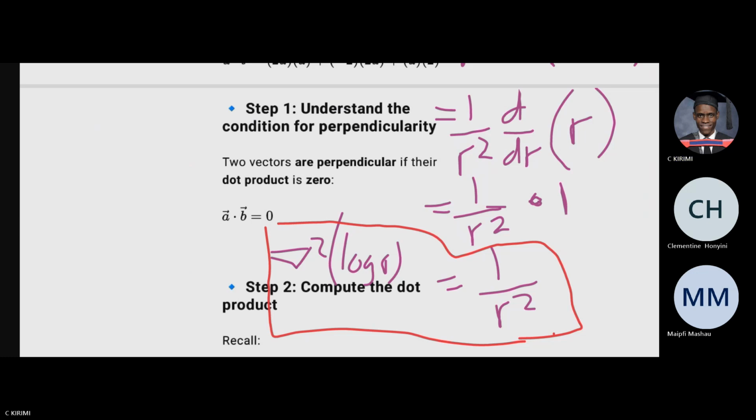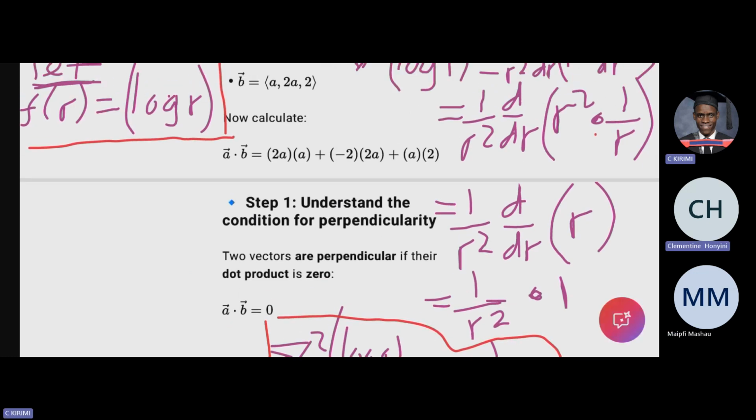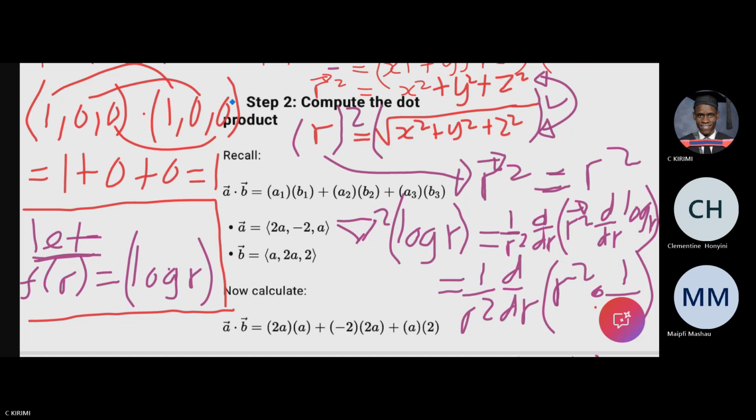Any questions? Any questions, please? You have a question? I have to clarify. Can you please repeat the d over dr of log r? How is it 1 over r?